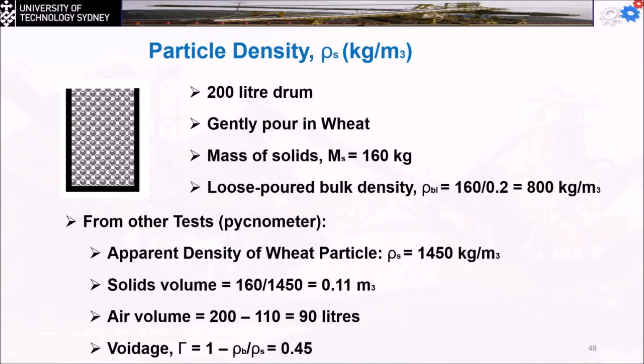So the air volume is 200, which is the total volume of the drum, minus the solid volume we got. And this will give you 90 liters of air volume between the particles of the wheat we have in this barrel. So the void fraction, lambda, is going to be equal to 1 minus rho B divided by rho S. So 800 divided by 1,450, and this will give you 0.45.